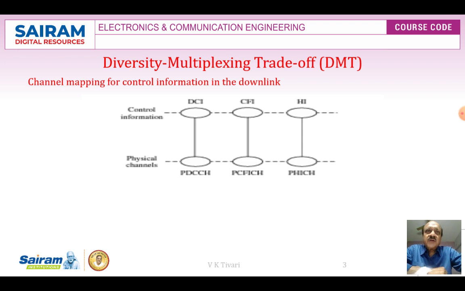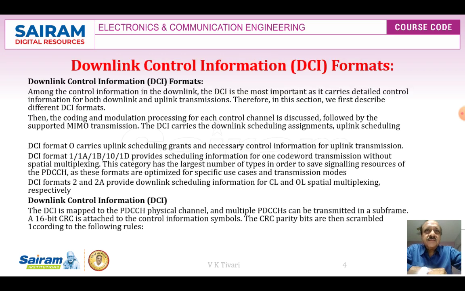Diversity multiplex trade-off, DMT. You can see the diagram of how exactly it is. Channel mapping for control information in the downlink: it is the physical layer mapping for downlink control information. There we have PDCCH with the DCI control information, PCFICH physical channel for CFI, and PHICH for HI of the control information mapping.